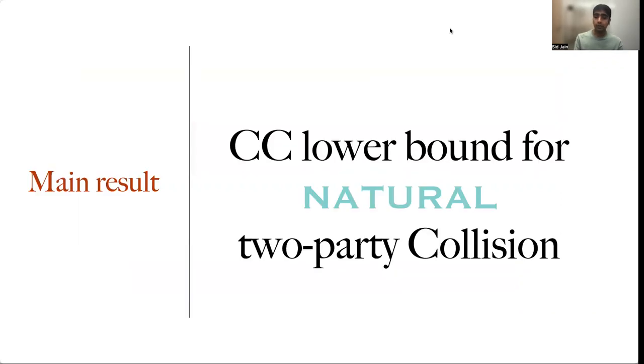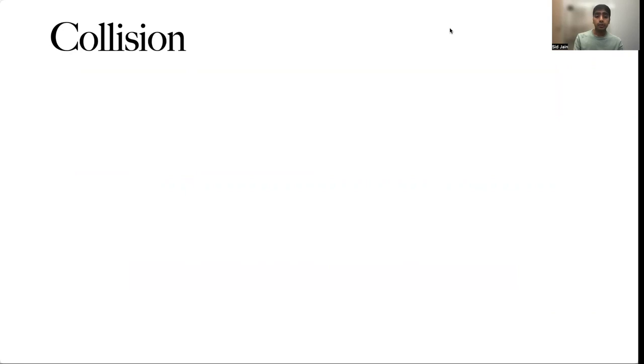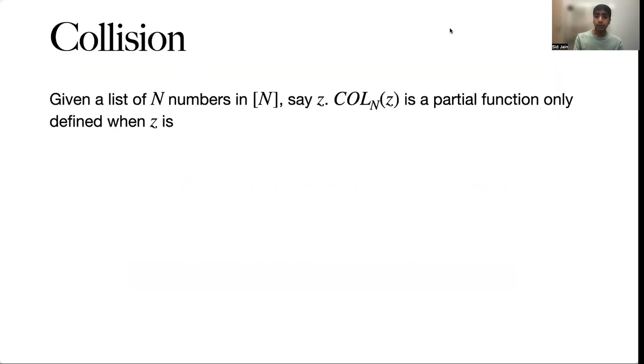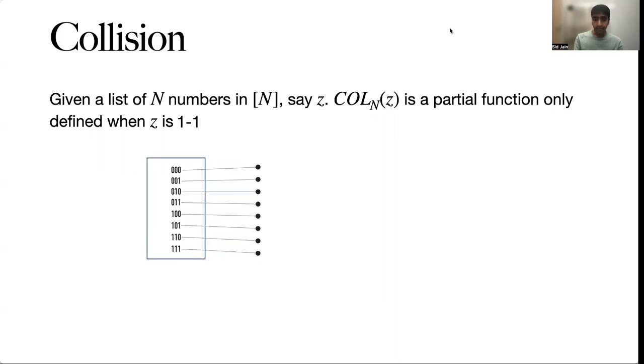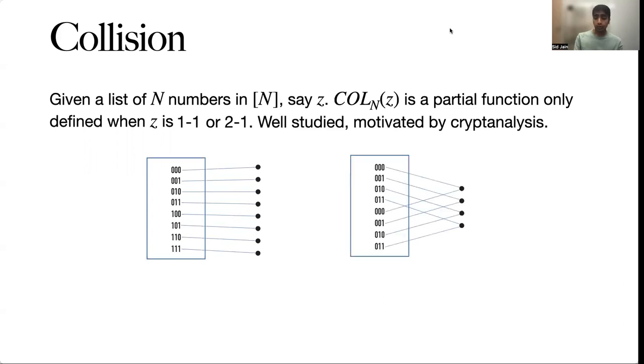So, the main result of this work is a communication complexity lower bound for a natural two-party version of collision. Let's revisit what the collision problem is. In the collision problem, we're given n numbers written in binary. And we're promised that this list is either one to one, which means that every number is unique, or it's 2 to 1, which means that every number occurs exactly twice in this list.